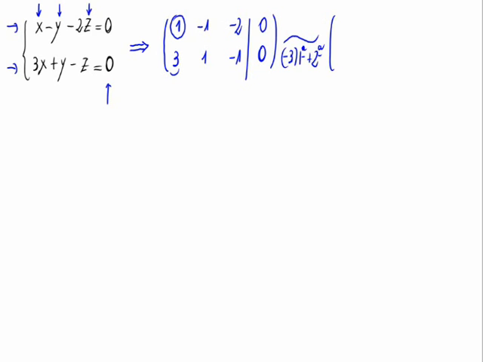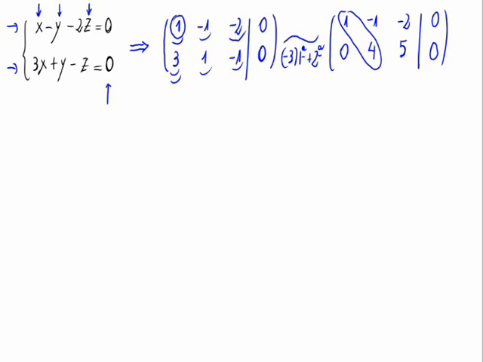Let's multiply the first equation by minus 3, and let's add it to the second one. So this is 1 minus 2, 0. And the second line would be minus 3 plus 3, 0. Minus 3 times minus 1, 3. Plus 1, 4. Minus 3 times minus 2 is 6. Minus 1, 5. And a 0.